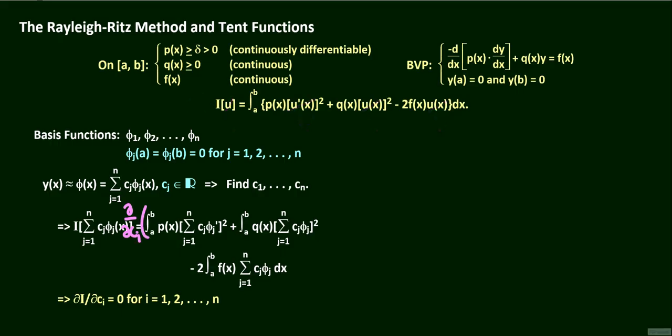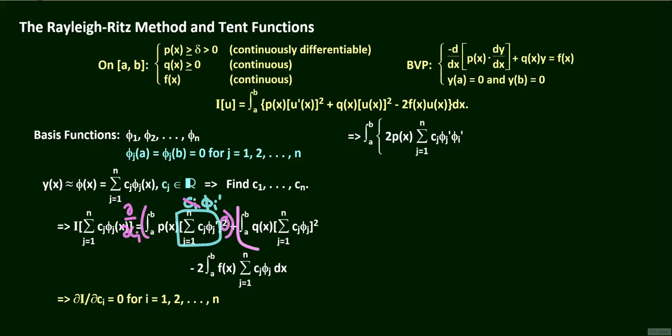Differentiating the first integral with respect to c sub i, we get 2 coming down times p of x times the summation of c sub j times phi sub j prime. The chain rule dictates that we also need to differentiate this sum with respect to c sub i, and the only term involved is the term c sub i times phi sub i prime, whose derivative with respect to c sub i is phi sub i prime.